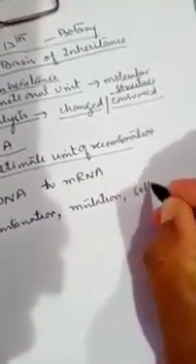Now, if we have to define this gene from all these points I mentioned above, this gene can be defined as the unit of recombination. This gene can be defined as a unit of mutation. This gene can be defined as a unit of self-reproduction.